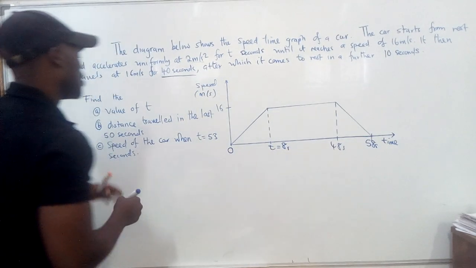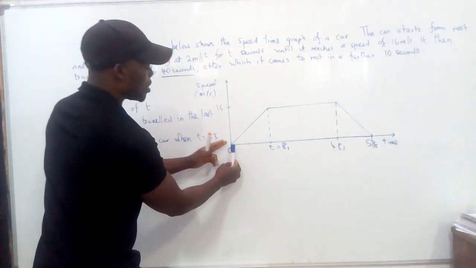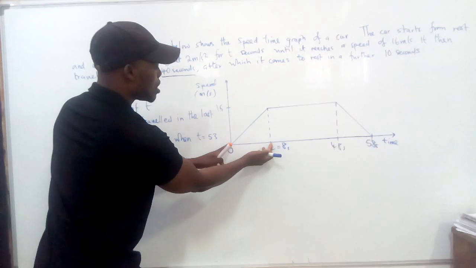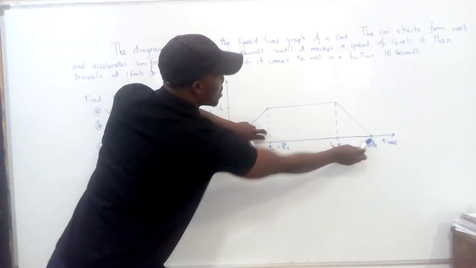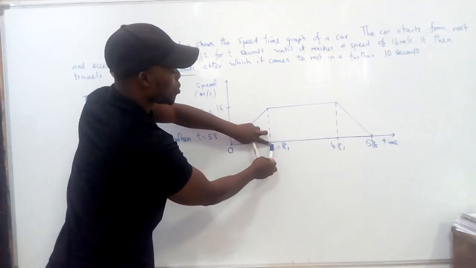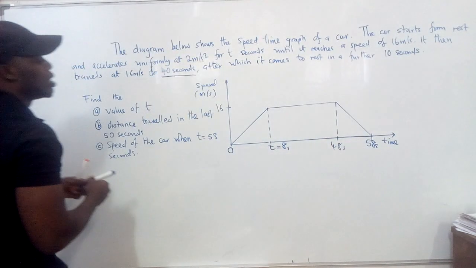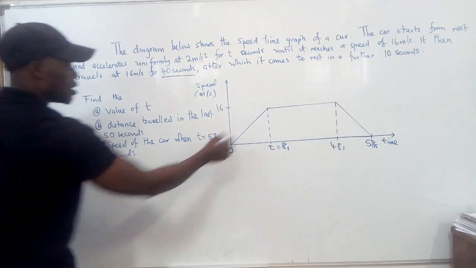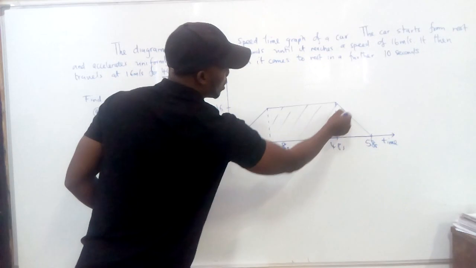All right, so now they are saying we calculate the distance in the last 50 seconds. So the first 8 seconds is up to here. From here to here, it's the last 50 seconds, because it will be 58 minus 8. So the distance, meaning we want the distance for this part over here.